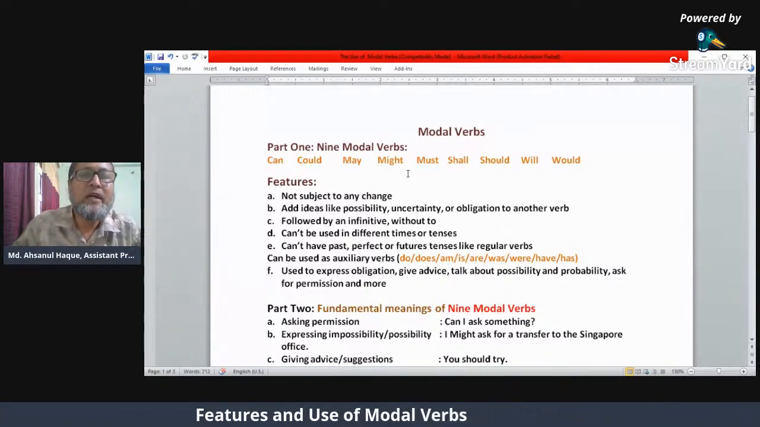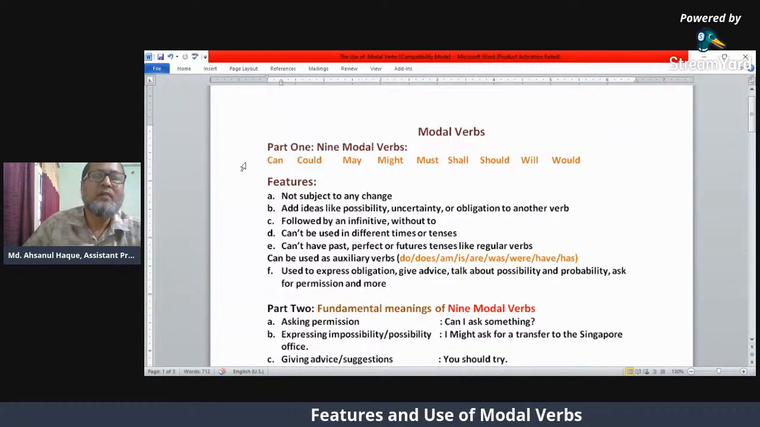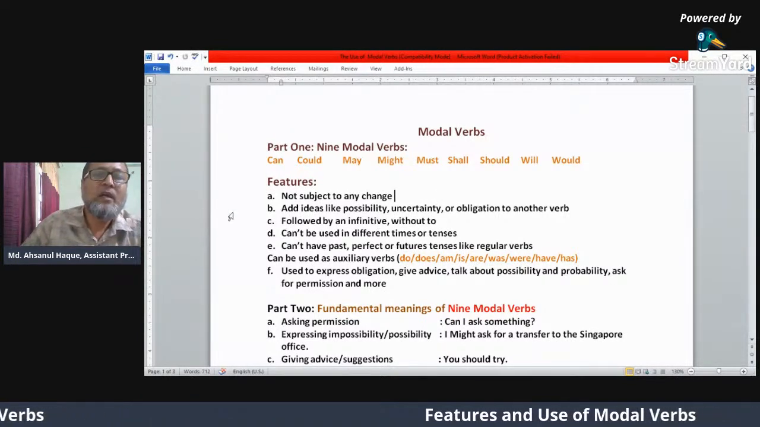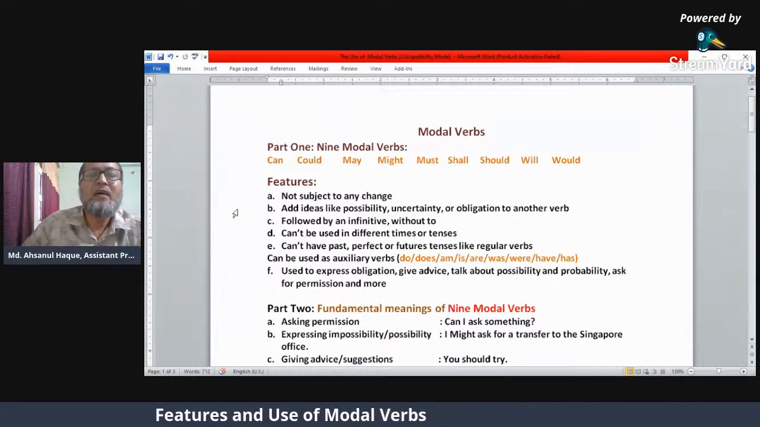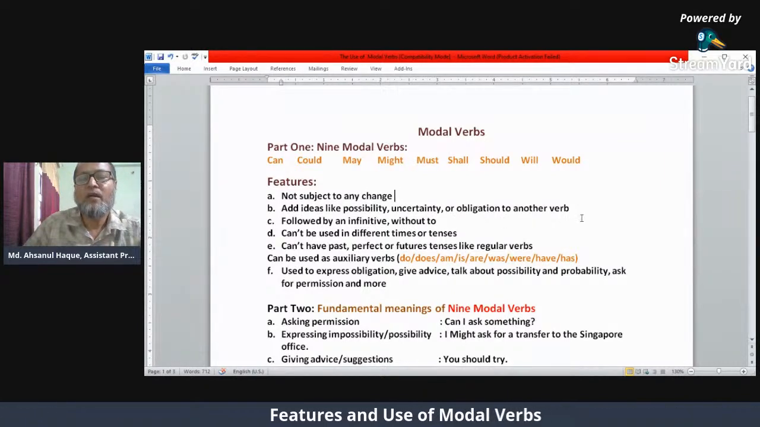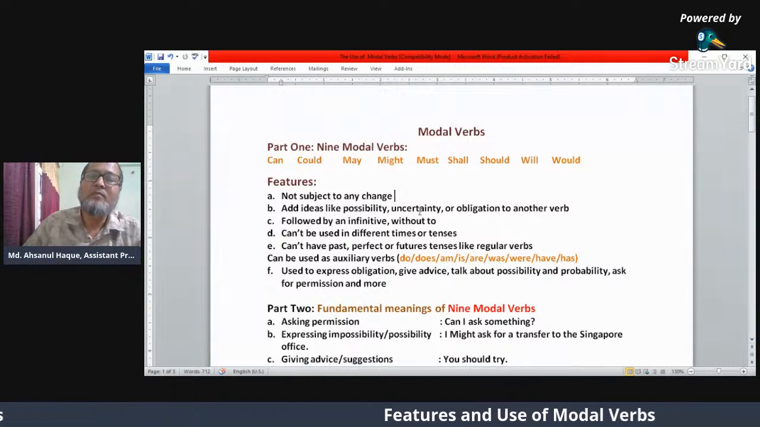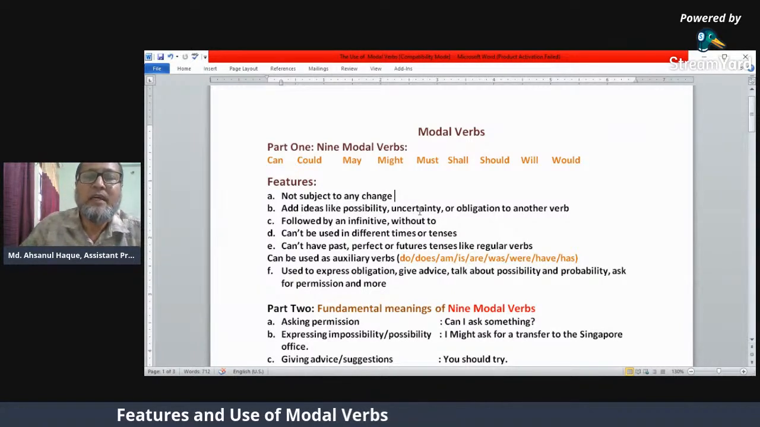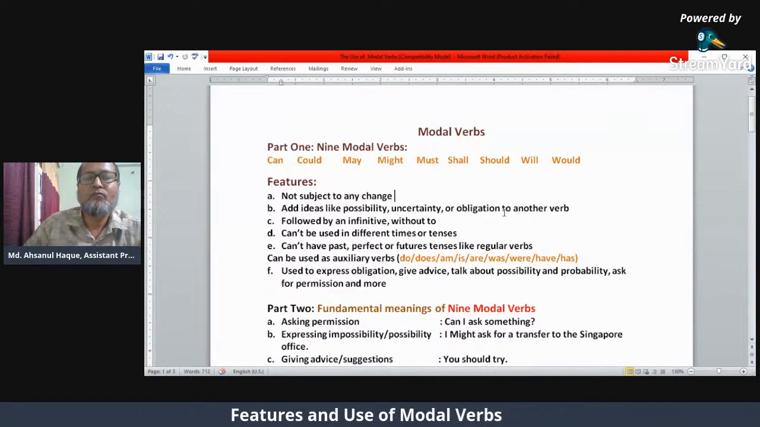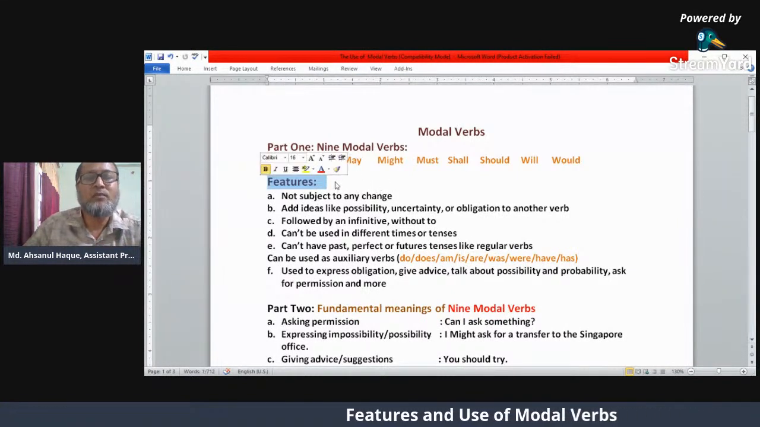This is why modal verbs are not subject to any tense. We cannot change modal verbs in any way, like other regular verbs, go, come, think, etc. Modal verbs add ideas like possibility, uncertainty, or obligation to another verb. It means that we have to use modal verbs with other regular verbs. Then these modal verbs along with the regular verbs express possibility, uncertainty, or obligation. And I will give you examples later on. These are the features of modal verbs.